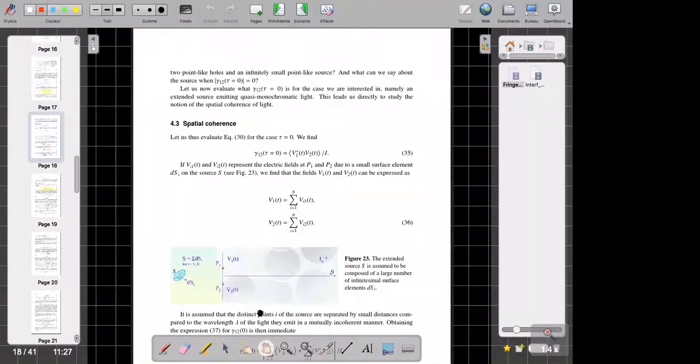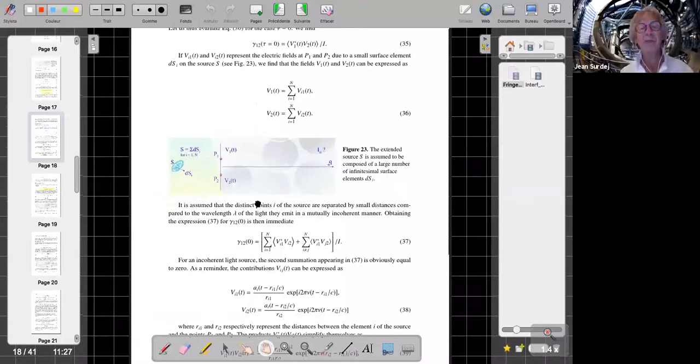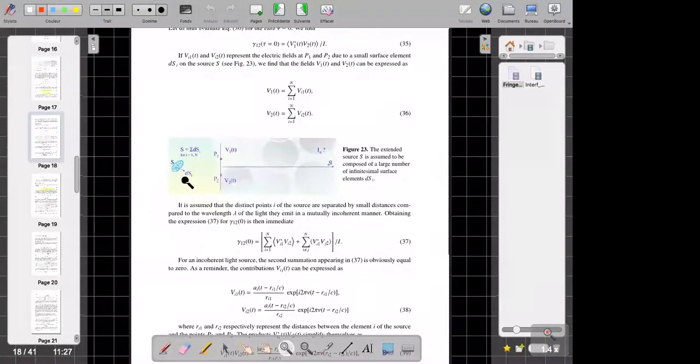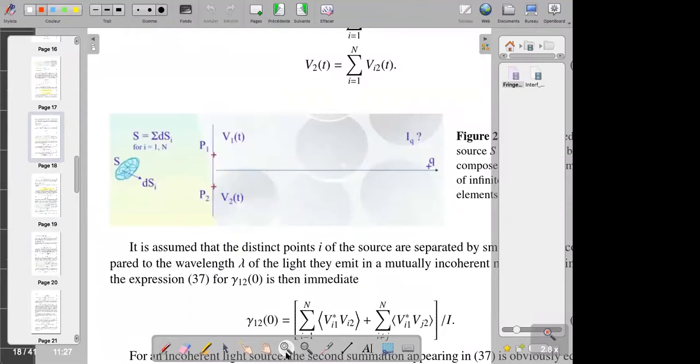So, I just lift up this presentation a bit. To do that, we say V1 and V2 can be represented as a summation of each elementary contribution due to each single surface element at the source. So you see the source is decomposed into n infinitesimal surface elements.